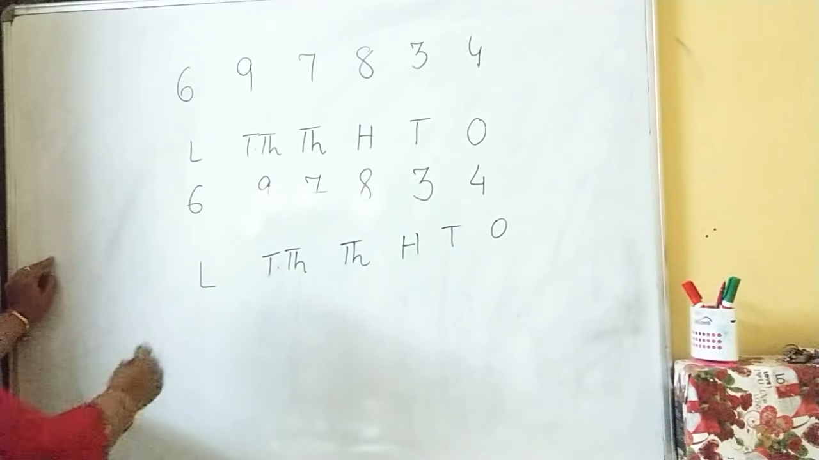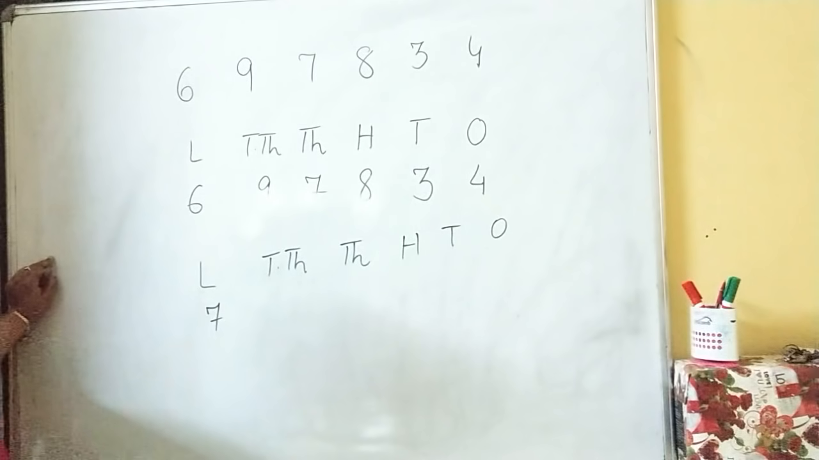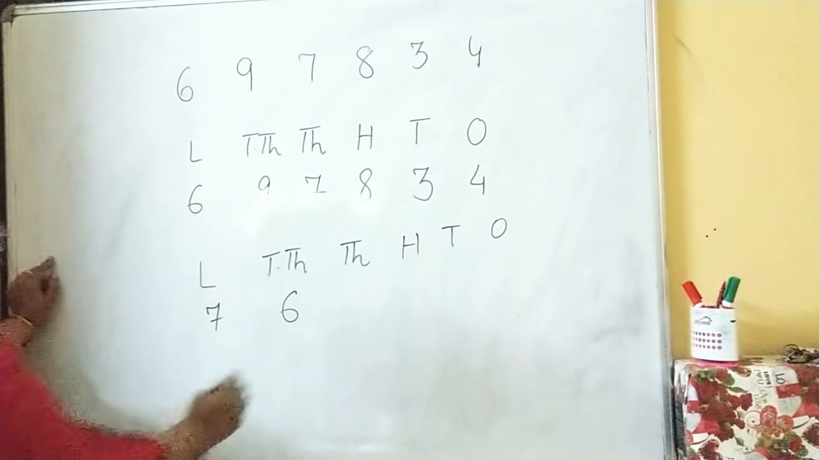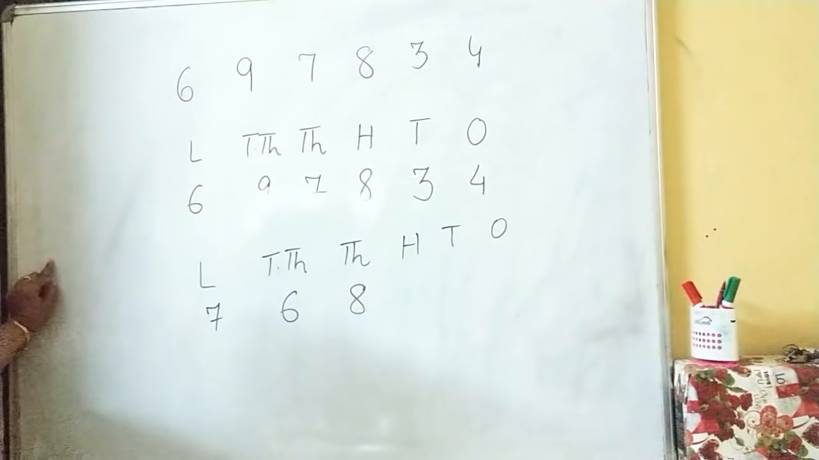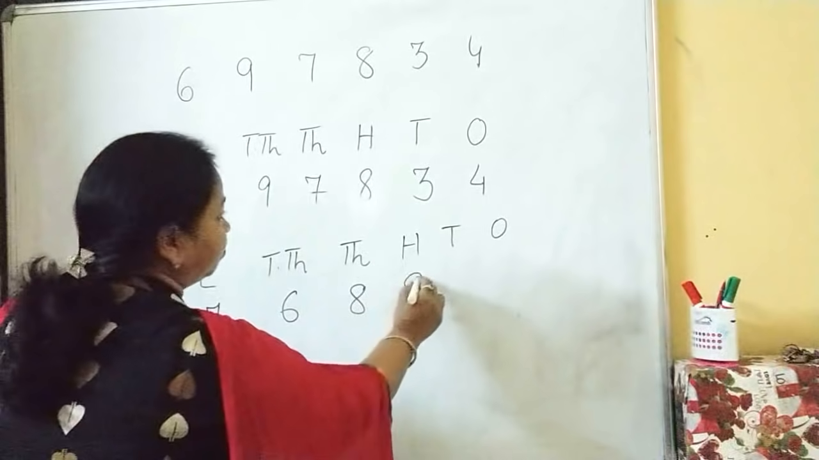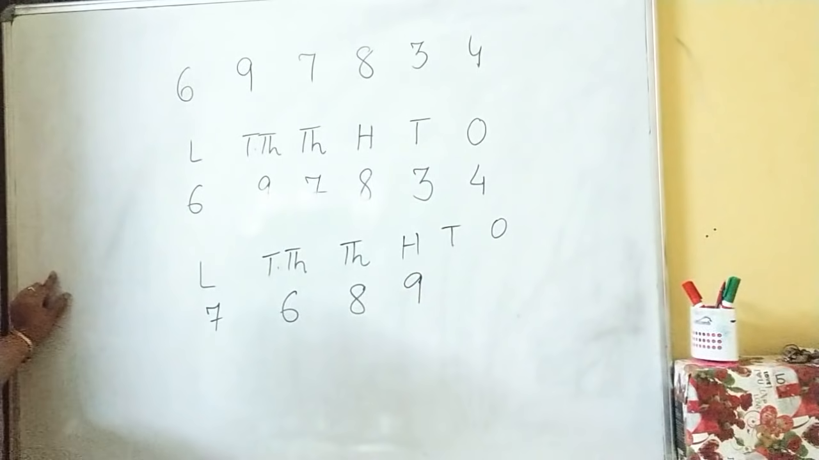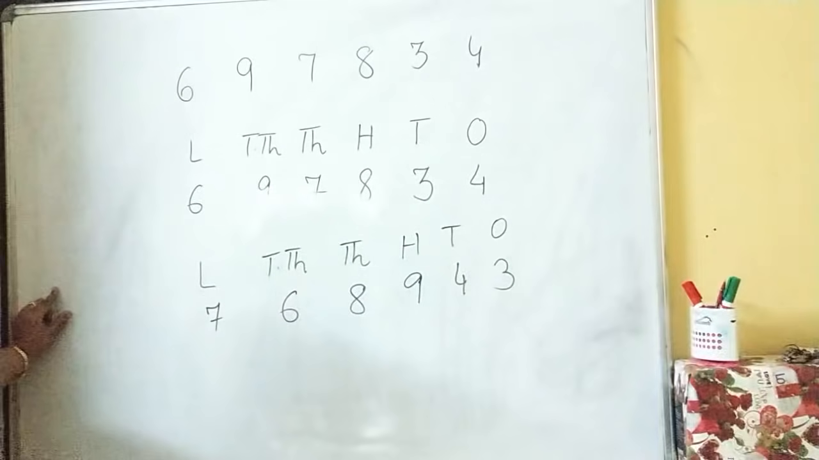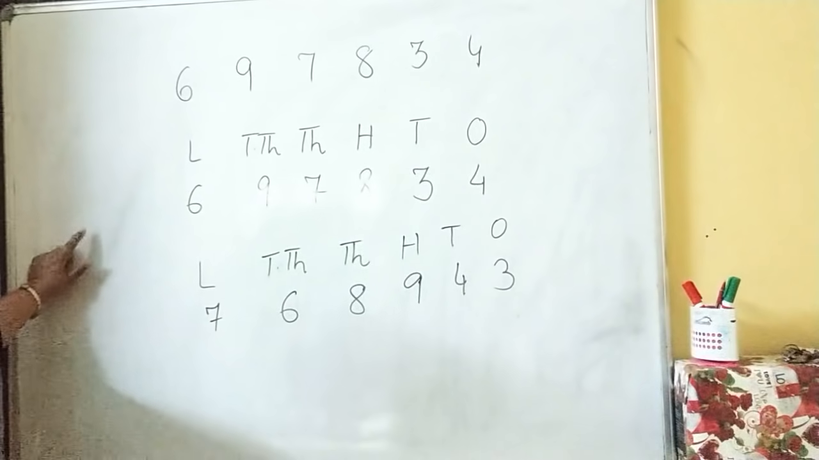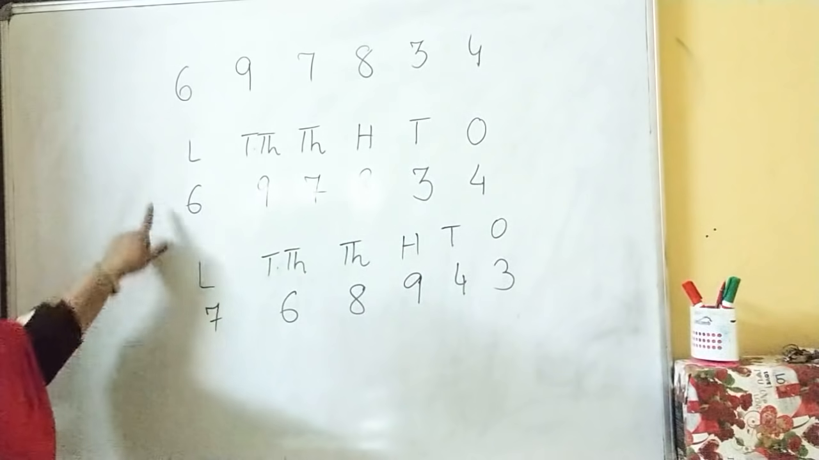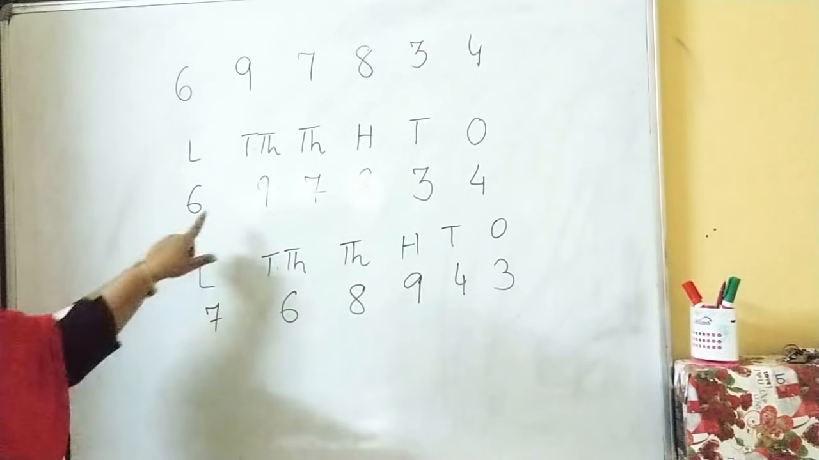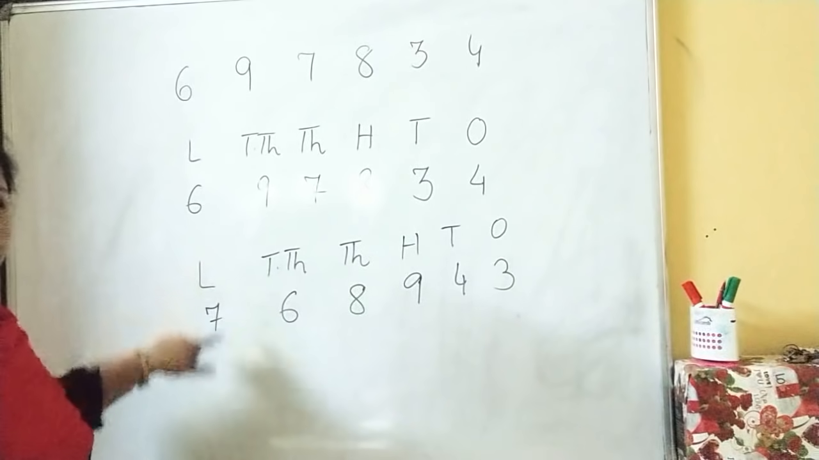Okay. Now, running fast, 7 has occupied the place of lakh, 6 is at 10,000 place, 8 is at 1000 place, 9 at 100 place. Now only 2 digits are left. What are they? 4 and 3, they have interchanged. Now tell me, are both the numbers made of the same digits? Of course. Digit-wise, both the examples have the same digits.